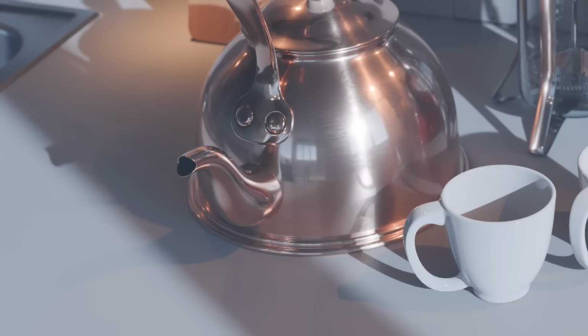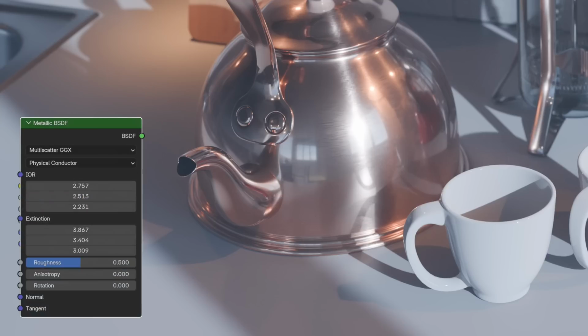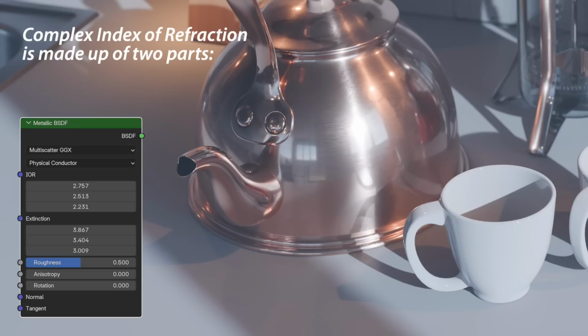This brings us to the new Metallic BSDF. It has two modes, the F82 tint model, already used in the Principled BSDF, and a new Physical Conductor mode. The Physical Conductor mode uses real-world laboratory-measured values to define the reflectance properties of a metallic surface, including its tint and degree of reflectivity. These properties are determined by two values that make up a measurement called the complex index of refraction. The index of refraction is typically associated with refractive, transparent materials, but part of its function is to define how much light also reflects off of a surface.